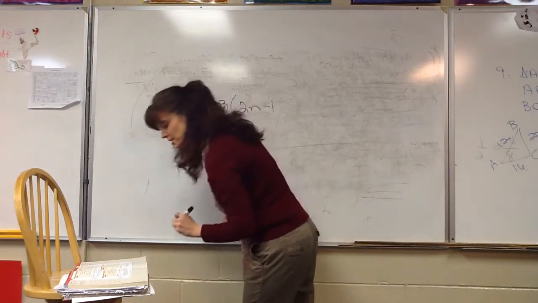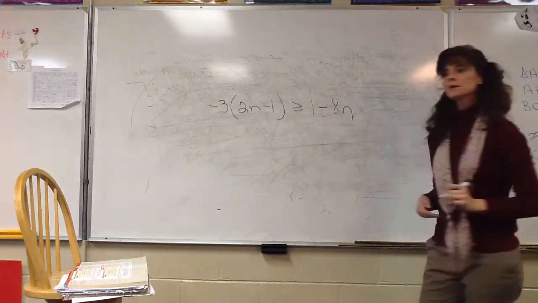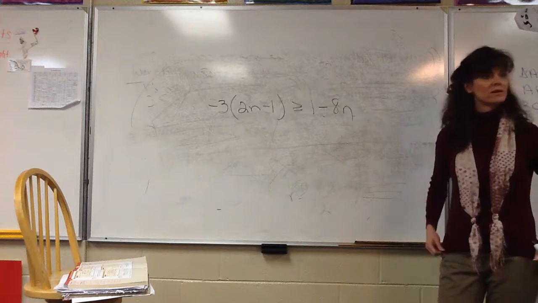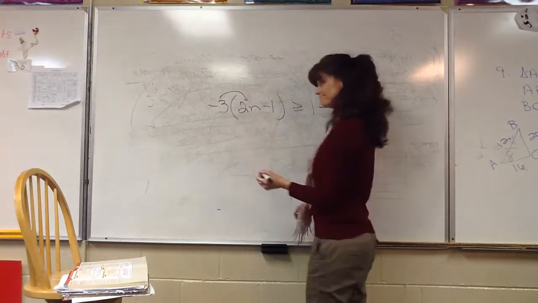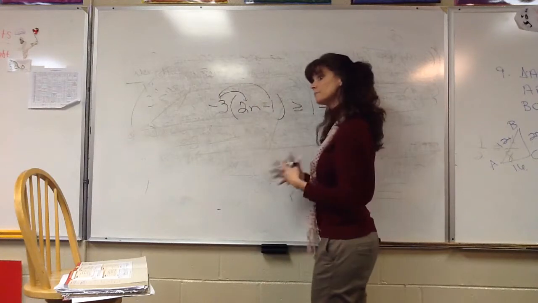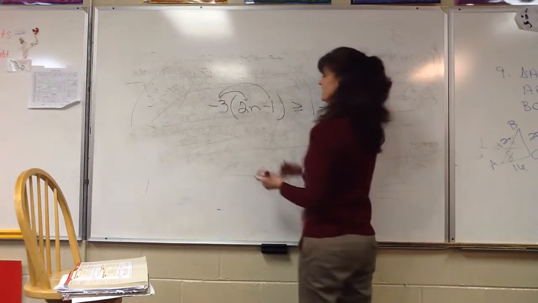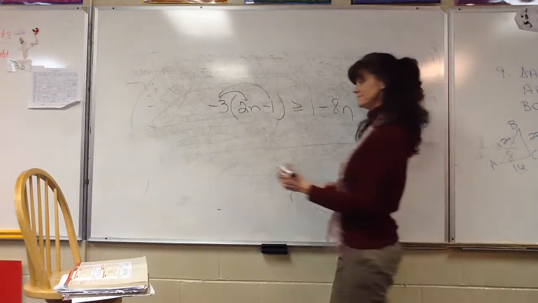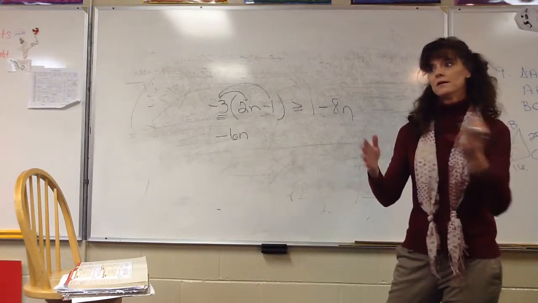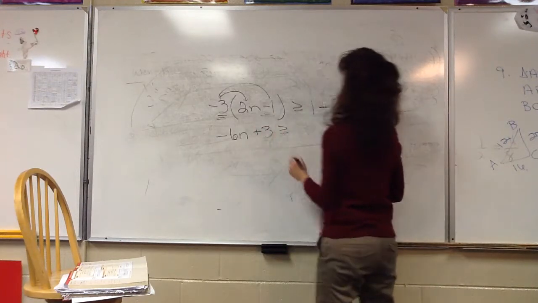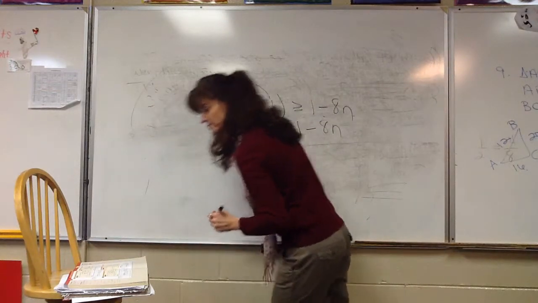My world is simple. Number 18: negative 3 times the quantity 2n minus 1 is greater than or equal to 1 minus 8n. All right, Mark, I'm feeling that you should do this one. Okay, so it'd be negative 3 times 2n, and then negative 3 times 1. Perfect. What do we call that? Distribution. Very good. So that's going to be negative 6n, and negative 3 times negative 1 is positive 3. It's greater than or equal to 1 minus 8n. No, that's right. Okay, now what?